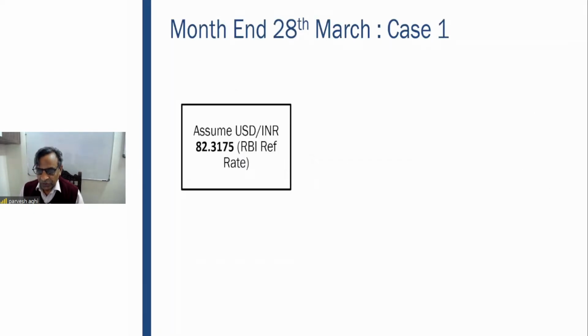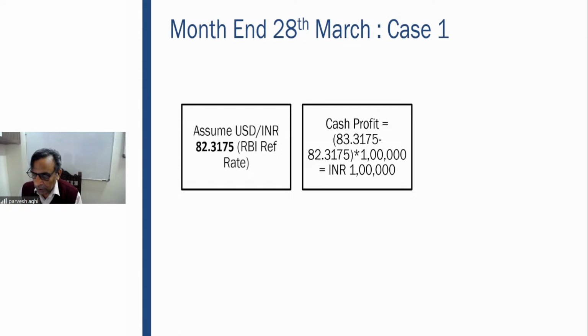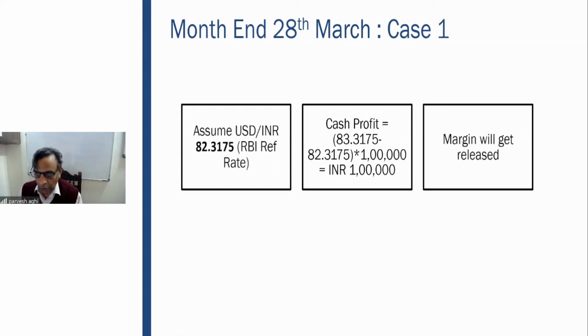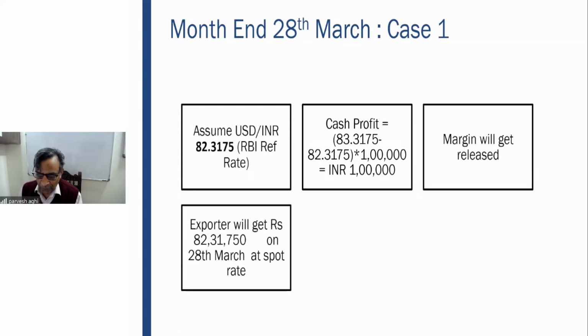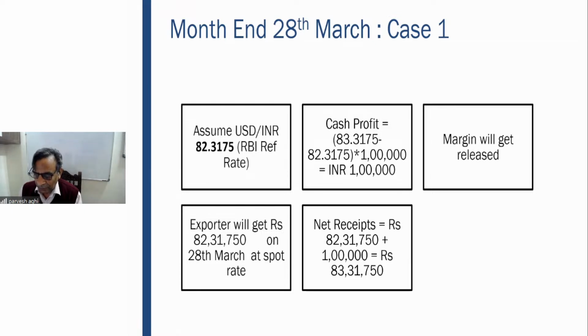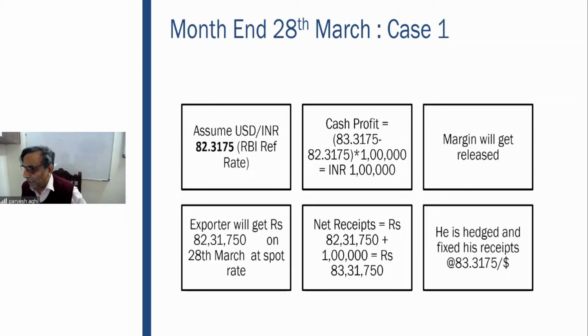Now in this case, since you have sold futures and the rate has come down, you have sold at a higher rate, so you're sitting on a profit. Had you not taken a hedge, you would have actually got 82,31,000. But the loss you have suffered will get compensated because you have made a 1 lakh rupees gain here. So that means you are hedged at a higher price, at 83.31.